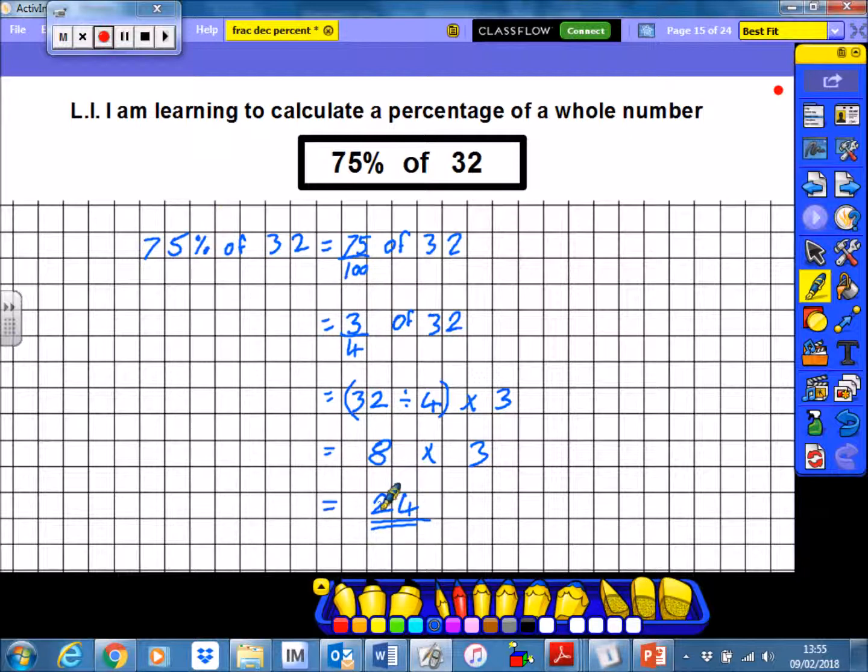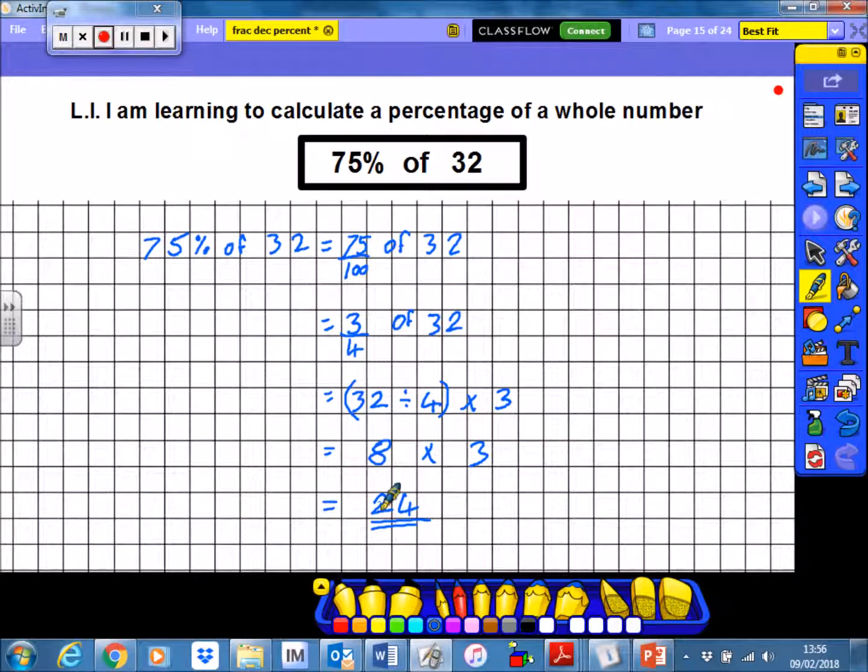And again, this makes sense. 25% of a number is only 1/4 of that number. So 75% is going to be 3 times as big. In fact, it's going to be most of the number. And if we think about it, 24 out of 32, 24 is almost all the way there. It's 75% of the way there. And so that makes sense.